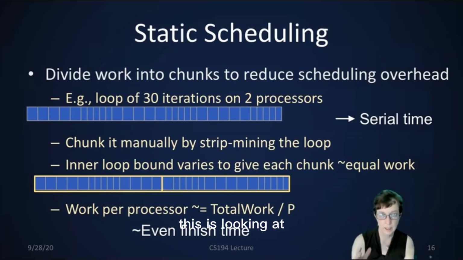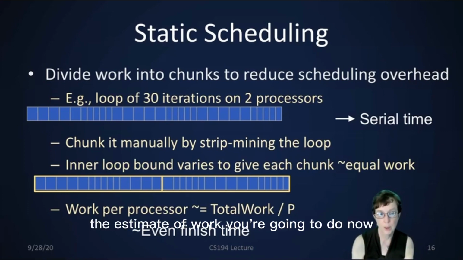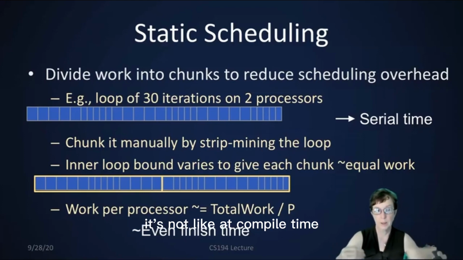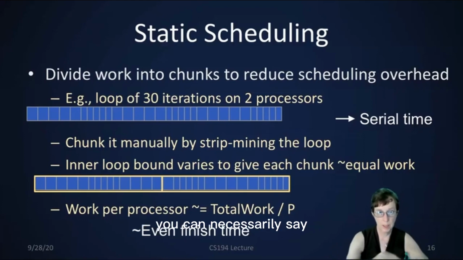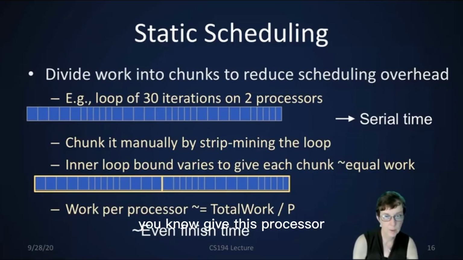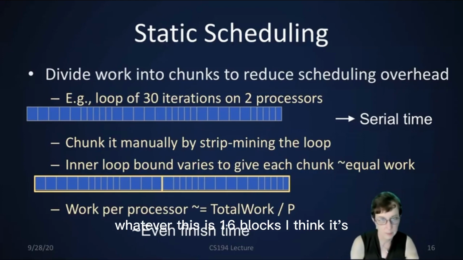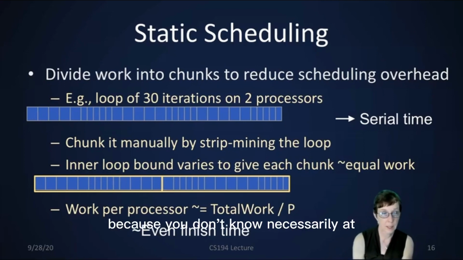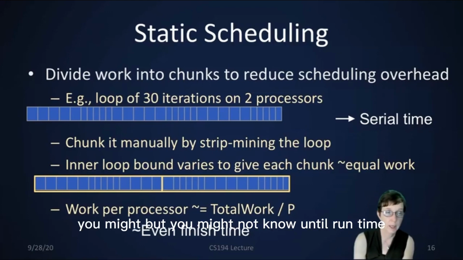This is looking at the estimate of work you're going to do. Now it's still happening in the program at runtime. It's not like at compile time or when you're writing the program, you can necessarily say, give this processor 16 blocks, or however many blocks this is, because you don't know necessarily when you're thinking about the program how big these are going to be. You might, but you might not know until runtime.